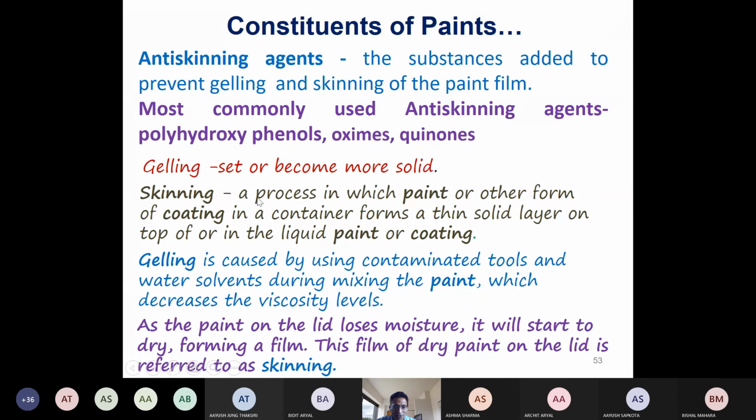Then gelling, what is called gelling, skinning, all information is given in the lower part of this slide. Then you can study yourself. Skinning, the process in which paint or other film of coating in container form a thin solid layer.